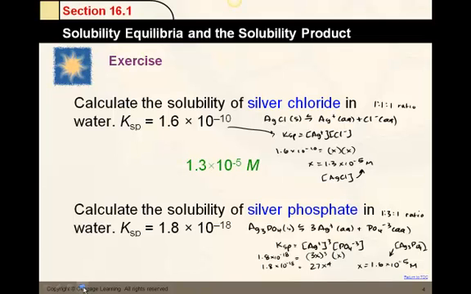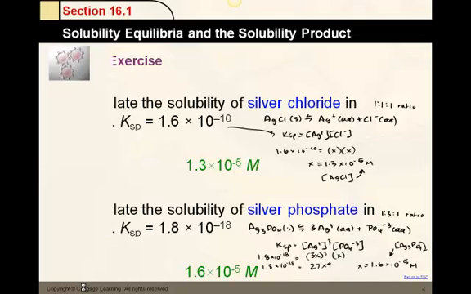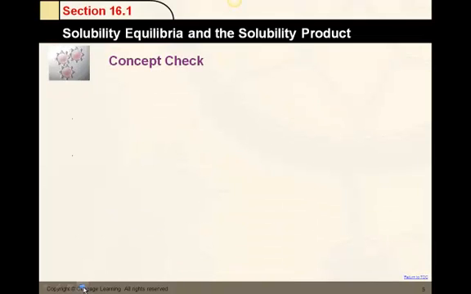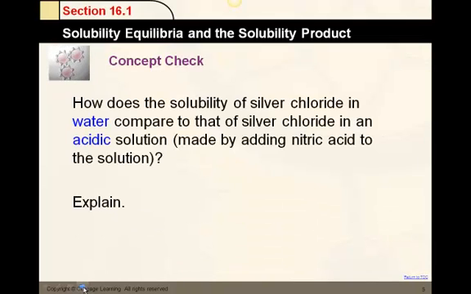Okay, moving ahead. Oh, and there we go. They're giving the answers. Yep, so those are two different numbers. All right. How does the solubility of silver chloride in water compare to that of silver chloride in an acidic solution? In other words, we make it by adding nitric acid to the solution. And you're going to see that the solubilities are the same. But sometimes that's not the case.